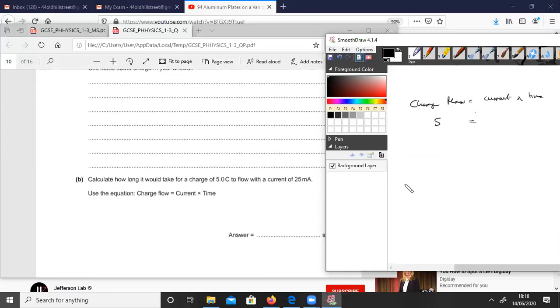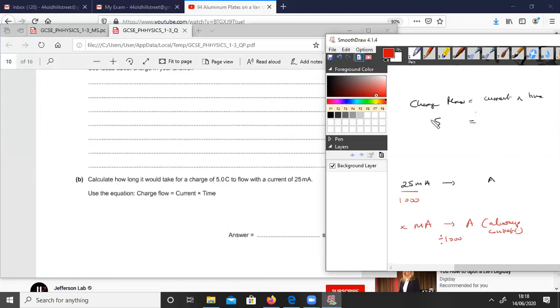Can we use milliamps or do we need to convert it? We have to convert it to amps, yeah. So there's a little rule I'll write down for you: milliamps, always convert it to amps. You always have to convert it when you're doing a question. If you want to convert milliamps to amps, you just simply divide by 1,000. If you want to go the other way, times by 1,000. So 25 milliamps divided by 1,000 gives you 0.025.